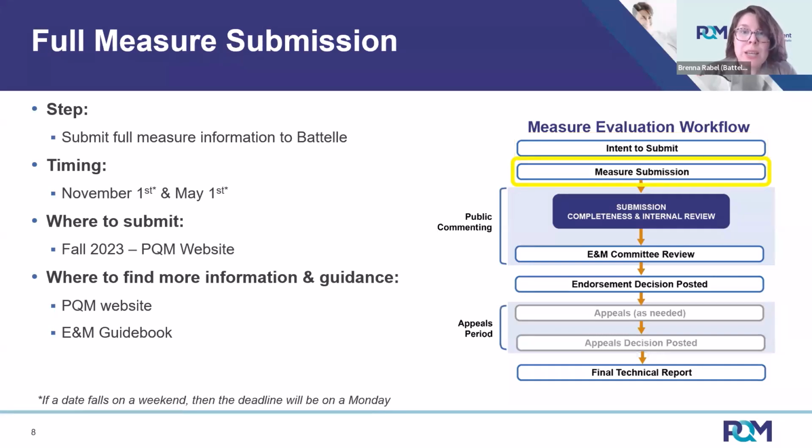So a month after the ITS deadline is when full measure submissions are due. So in the fall cycle, that means November 1st. Same as for ITS, if that date were to fall on a weekend or a holiday, the deadline would then shift to the following business day. For this cycle, you're going to be submitting your measures again via the PQM website. And again, Matt's going to walk you through how to do that. And then you can always visit the E&M webpage or review the recently updated E&M guidebook for information on this part of the process. Next slide.